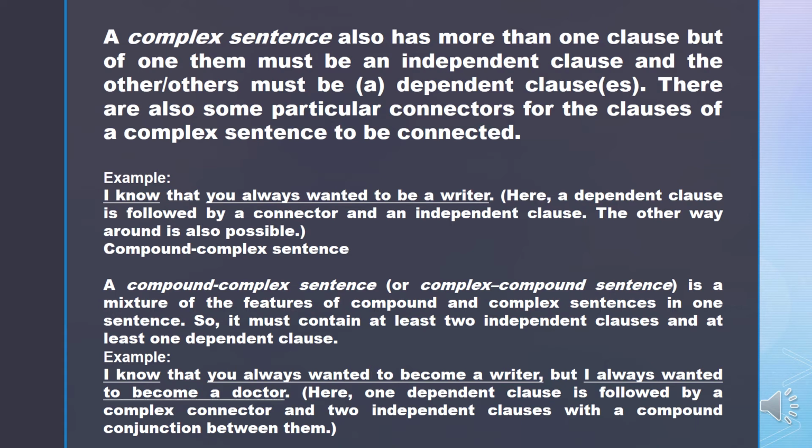Now, compound complex sentence. A compound complex sentence or complex compound sentence is a mixture of the features of compound and complex sentences in one sentence. So it must contain at least two independent clauses and at least one dependent clause. For example, I know that you always wanted to become a writer, but I always wanted to become a doctor. Here, one dependent clause is followed by a complex connector and two independent clauses with a compound conjunction between them.